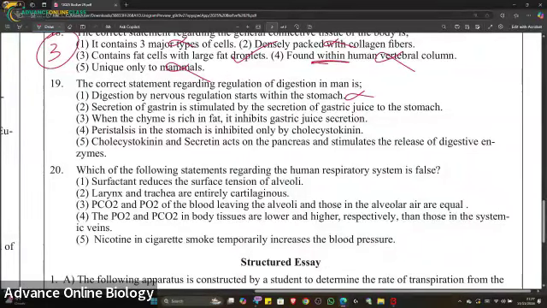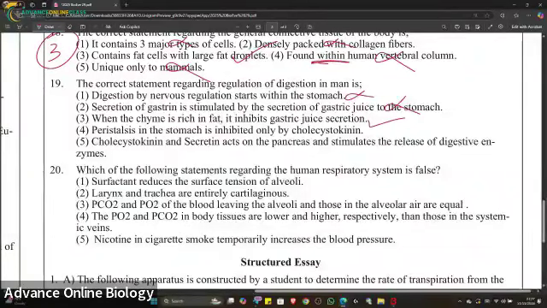Secretion of gastrin is stimulated by the secretion of gastric juice in the stomach. Gastrin is stimulated by the gastric juice? No. It's actually the mechanical stimulation. When the food touches the inner lining, it starts secreting it. And then when the chyme is rich in fat, it inhibits the gastric juice secretion. I think I can agree with that.